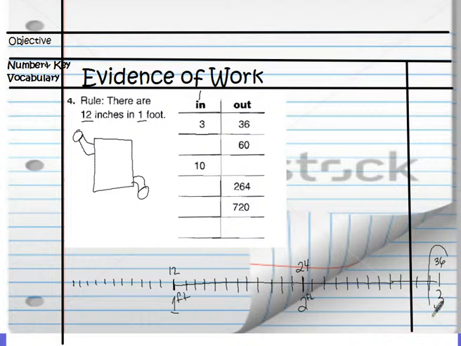So, you see a combination there? 3 feet, 36 inches come out. So that means that if I put, going back to this rule, 1 foot in, 12 inches come out. Now you need to solve the rest.